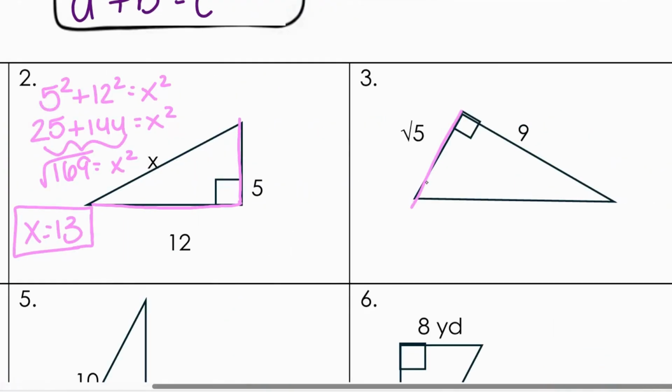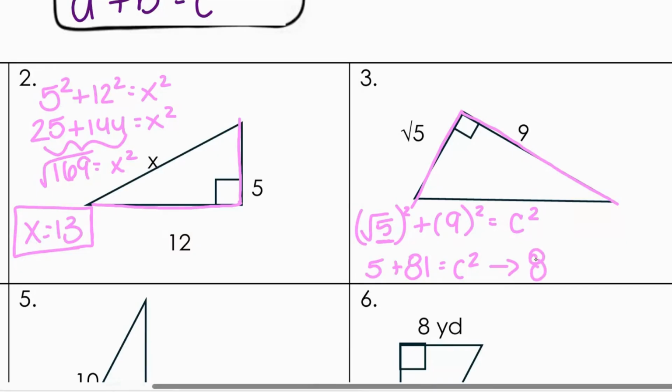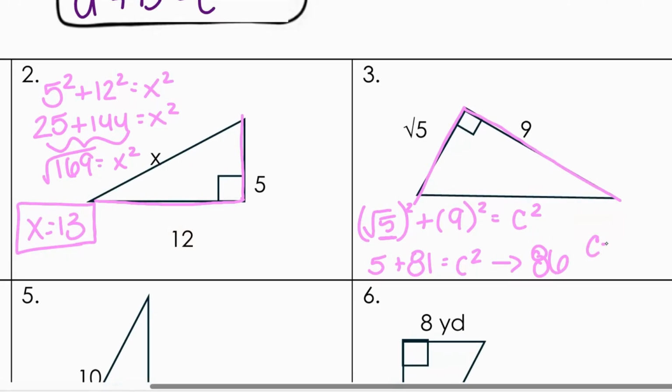Number 3, here are my legs. Here's my capital L. Root 5 squared plus 9 squared equals c squared. When you square a square root, you're just going to pop out the number that's under the radicand, because that's really root 5 times root 5, which is just 5, plus 81 equals c squared. Now, sometimes, even though this number is large, you cannot factor out a perfect square. So we're just going to say that c equals root 86.